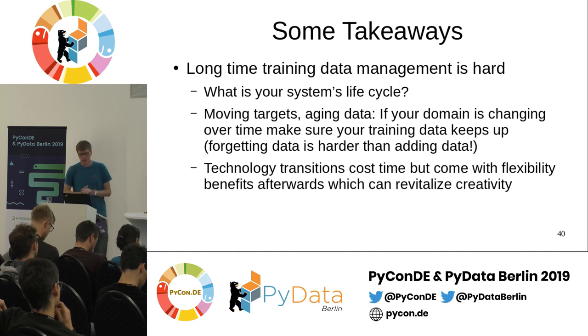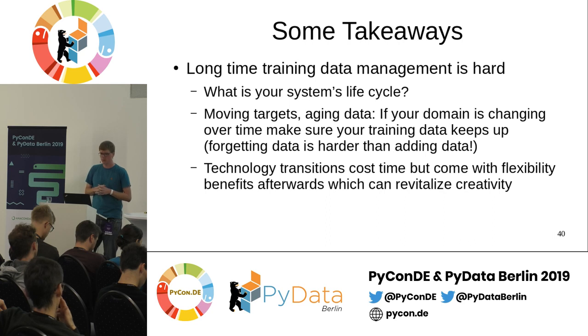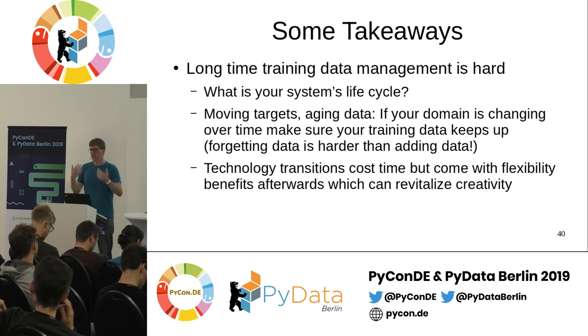So think about your training data management. If you are in it for the long term, there are some mistakes to be avoided. So think about your system's lifecycle. If you're working on your PhD, you gather some data, make an experiment, and report the result. You don't have a long training data lifecycle. But in our case, we had a moving target and aging data. So you need to think about this beforehand. And if your domain is changing over time, make sure your training data keeps up. And especially think about how to delete old data, because it's harder to do that.